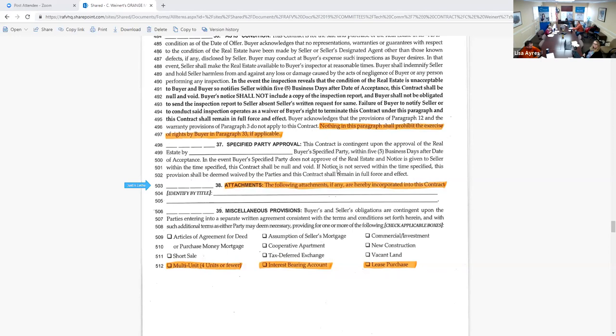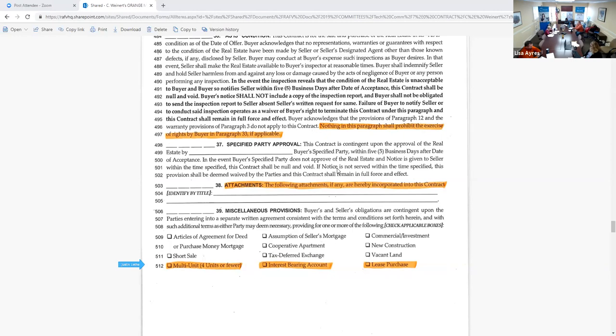So the following attachments, if any, are hereby incorporated into this contract. Additional documents that you're going to attach, that's what that's for. Miscellaneous provisions, line 512, reading across, multi-unit, four units or fewer. We've added a multi-unit addendum. An attorney may need to write an expanded document from that.